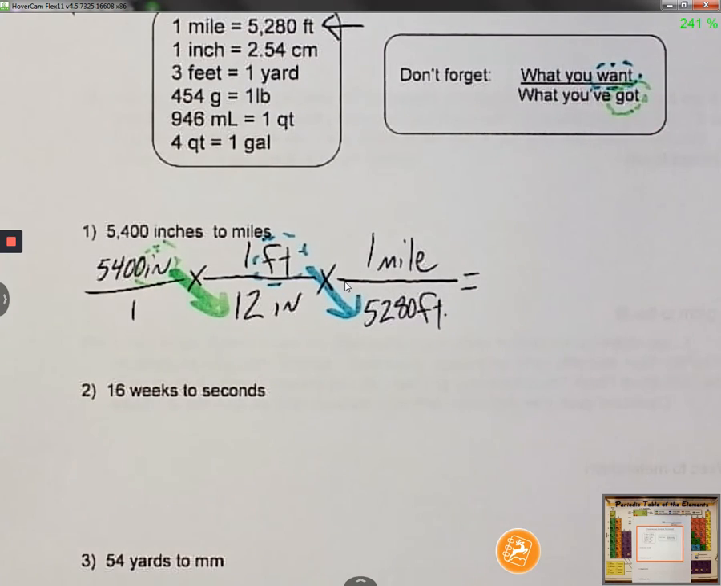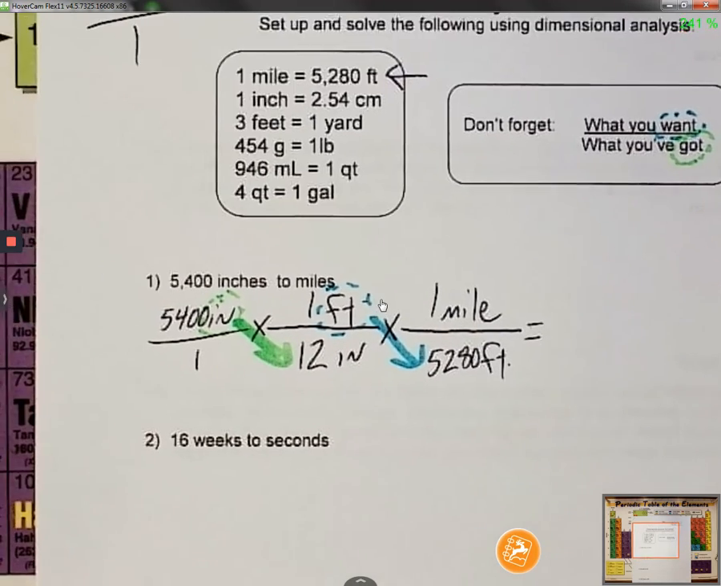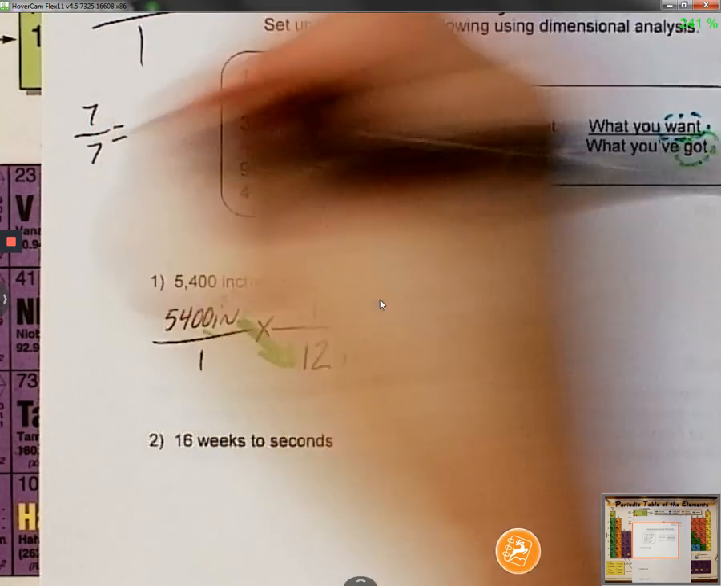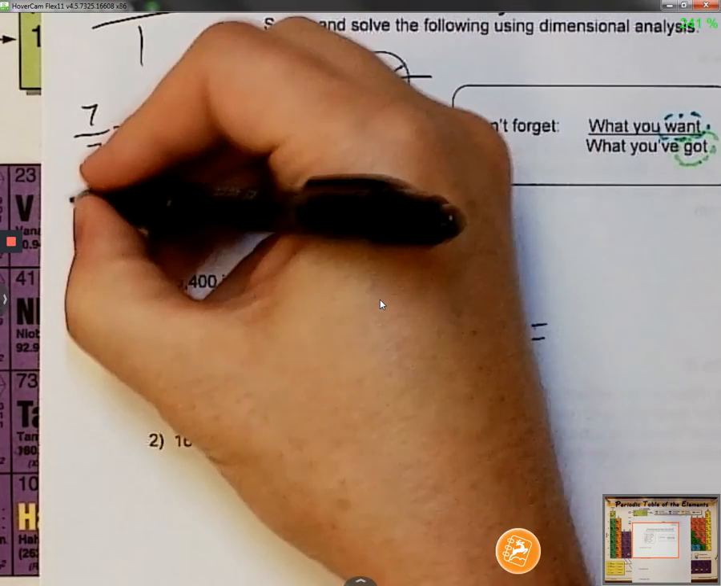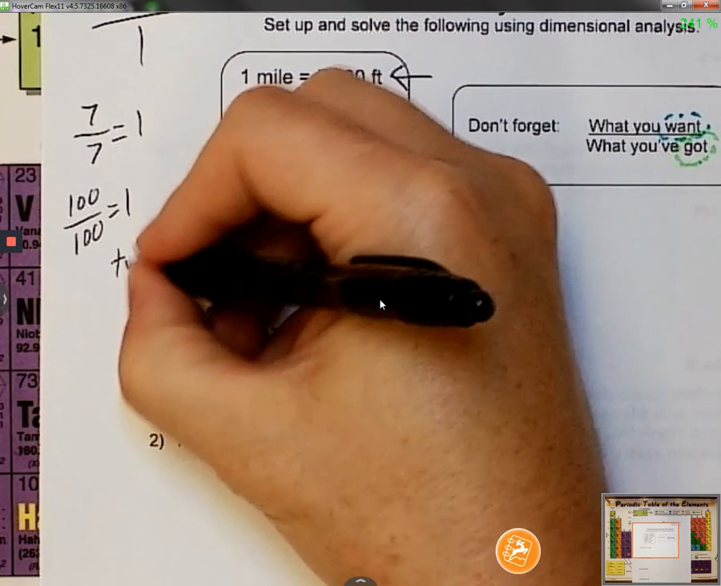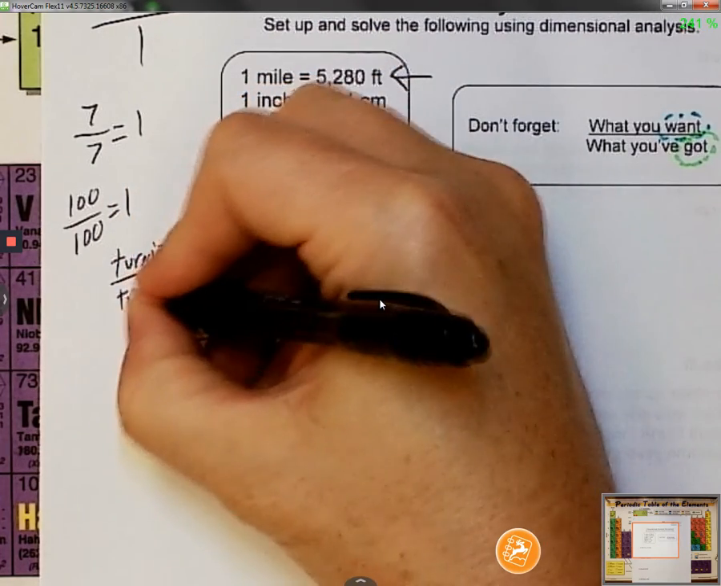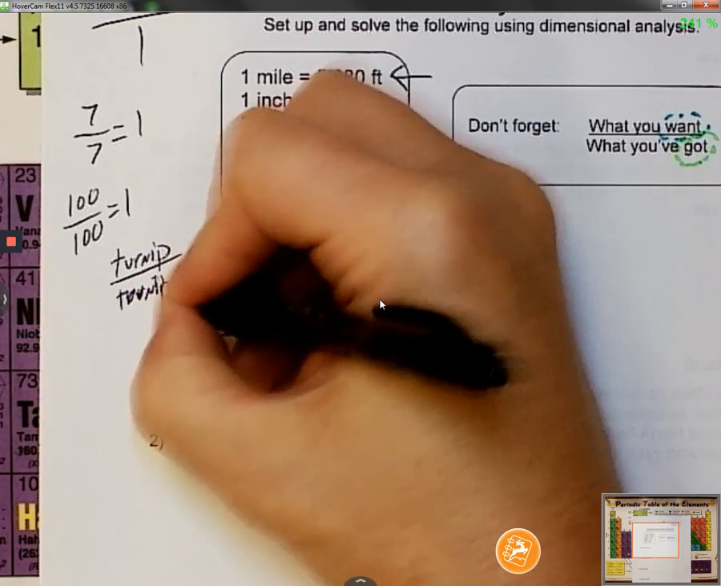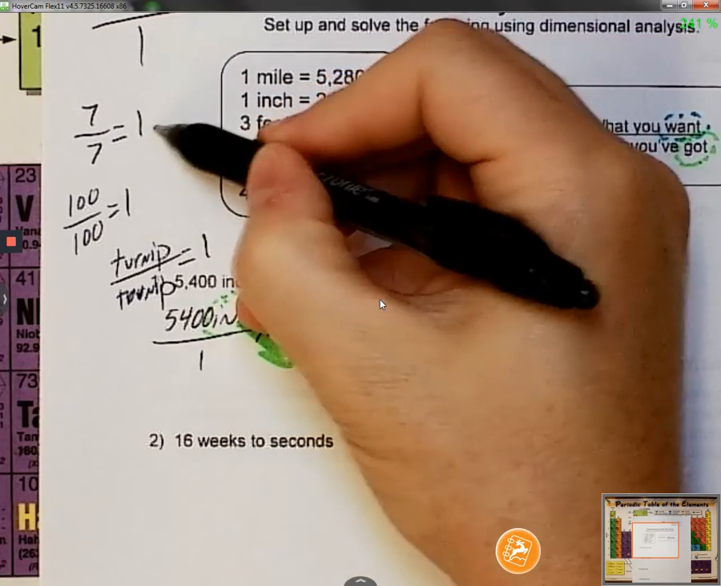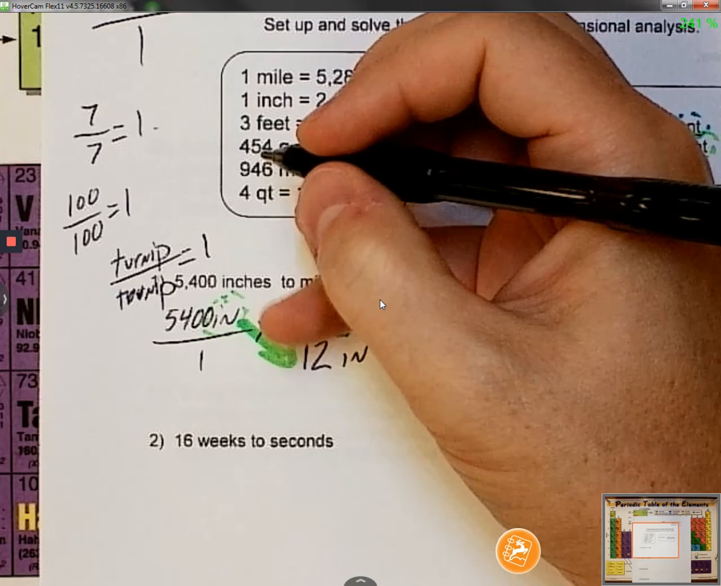Now, I'm going to do a couple of things here. First of all, I'm going to clean this up a little bit, because I know something about division. I know in division that if I take anything divided by itself, let's say that I take 7 divided by 7, what does that equal? 1. Okay. What about 100 divided by 100? 1. Okay. What about turnip divided by turnip? Turnip divided by turnip is not turnip. It's 1. You just told me anything divided by itself is 1, so why would that be different?